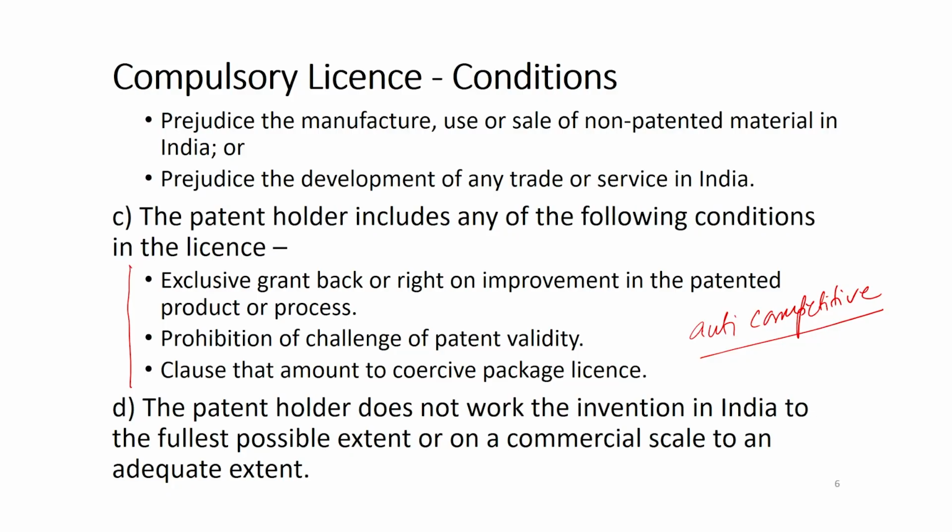The fourth situation where I can say that reasonable requirements are not met is when the patent holder is not working his invention on commercial scale to an adequate extent. You give patent to me on this pen, I am not manufacturing it, I am manufacturing only 4 units and selling it at an exorbitant price. This is as bad as not fulfilling the reasonable requirements of public.